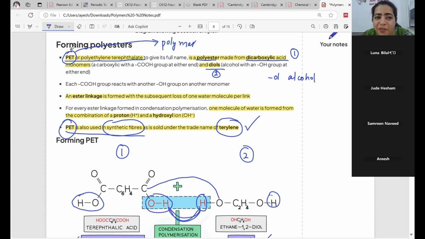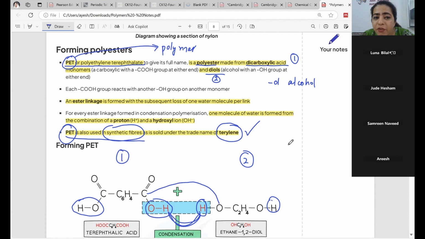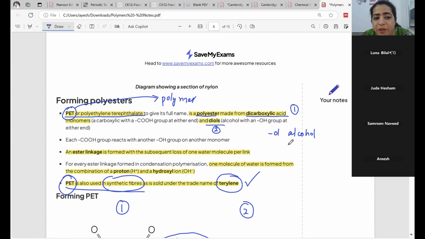So basically P is poly, E is ethylene, T is terephthalate, so PET, you can remember. It's used to make synthetic fibers, and another name for this PET is terylene. Okay. So these two are condensation polymers.